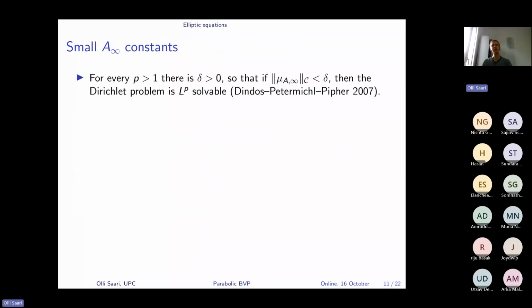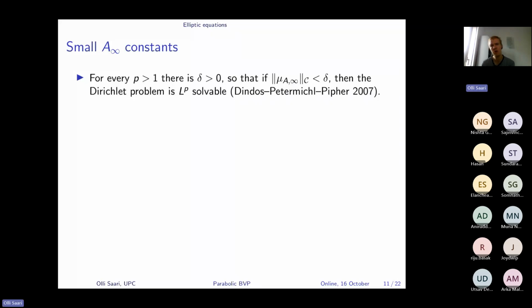Okay, so what are the results when we know something more about the Carleson norm? First of all, there is a result of Dindoš, Petermichl and Pipher that for any p there exists delta, so that if the Carleson measure is delta small, then we have the Dirichlet problem solvable in Lp. So given p, we can always find an amount of smallness that allows us to solve the Dirichlet problem.